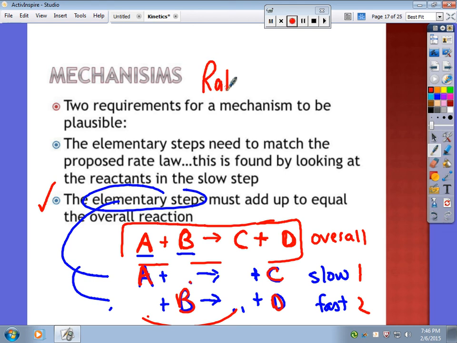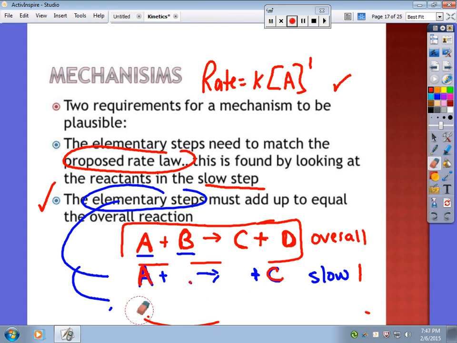Okay, now, if I were to tell you a rate law for this, I would say that the rate law would be rate equals k times A to the power of 1. So how do you do this? You look at the slow step to find the rate law. Where's the slow step? This step right here, right?